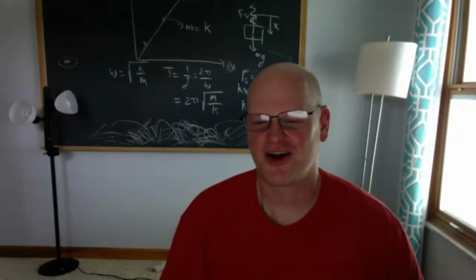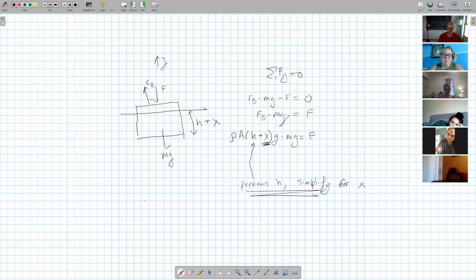Okay. Well, let me share my screen. So I was already working on this with somebody else. So basically, for part B, here's our free body diagram. We have FB upward, we have MG downward, but we have this extra F downward. So now it's being submerged by an amount of H plus X, right? So now we're going to do the same thing. We're going to write that the sum of the forces in the y direction is equal to 0. So we have the buoyant force minus the weight minus F is equal to 0.